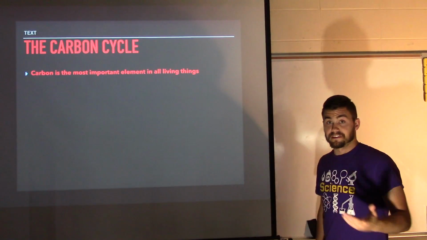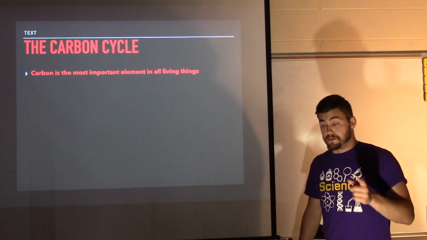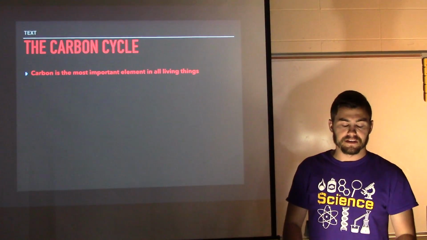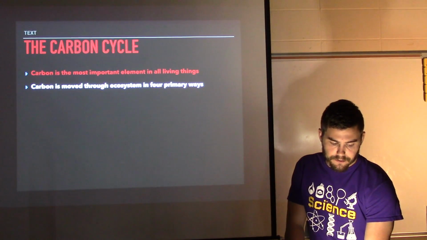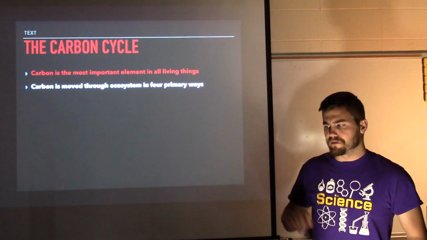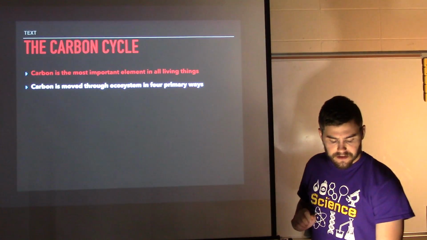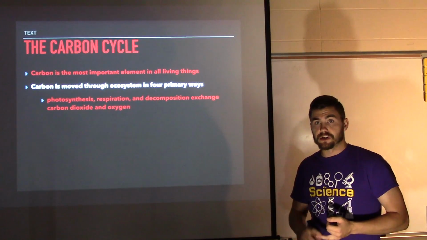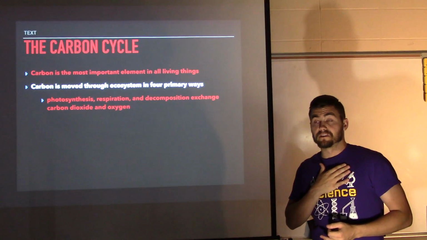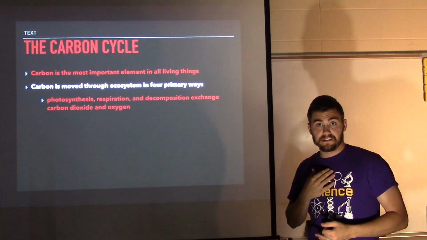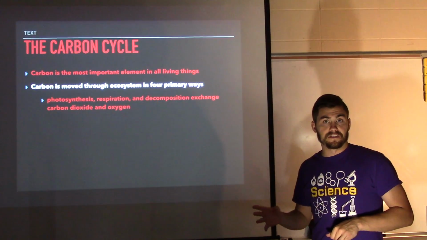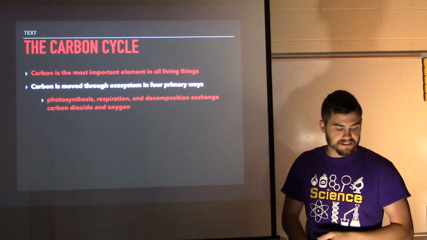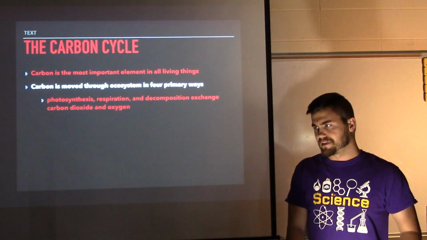Okay, the carbon cycle, moving on. Life is carbon-based. It's the most important element inside living things, and we've unpacked that already. And carbon moves through the ecosystems in 4 primary ways. Photosynthesis, respiration, which is what animals and fungi and protists do. It's the opposite of photosynthesis. You take in oxygen and carbohydrates and give out carbon dioxide. Decomposition.